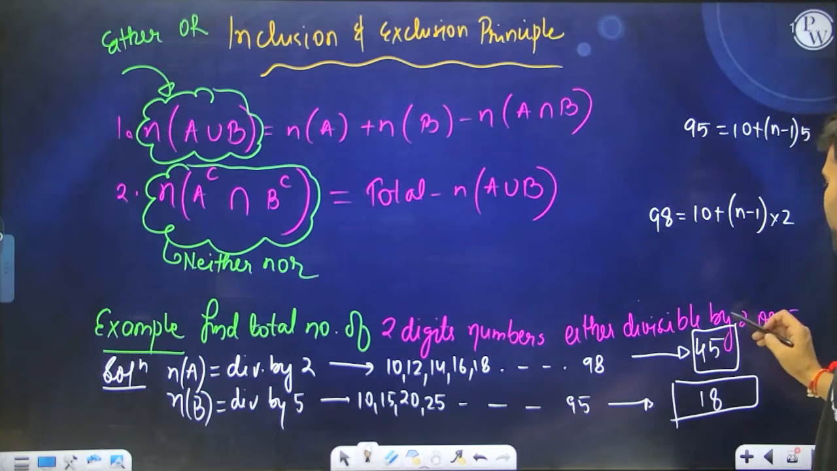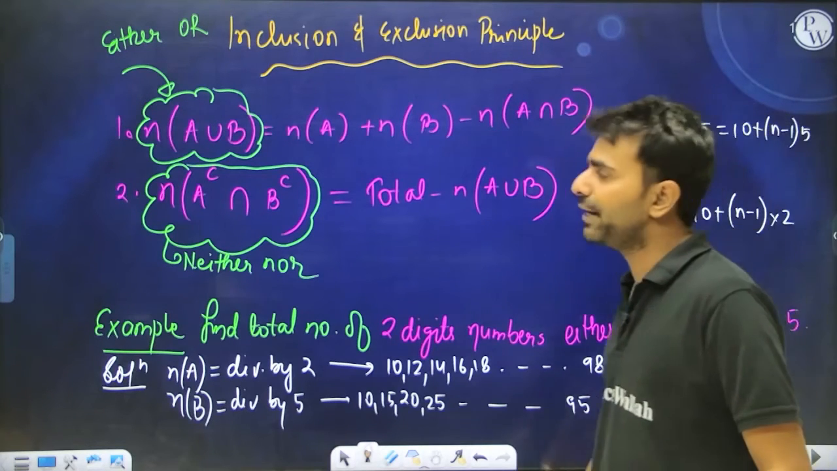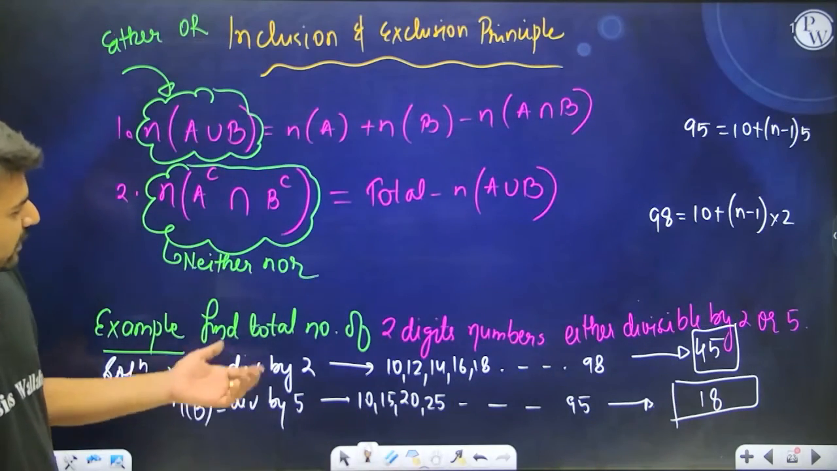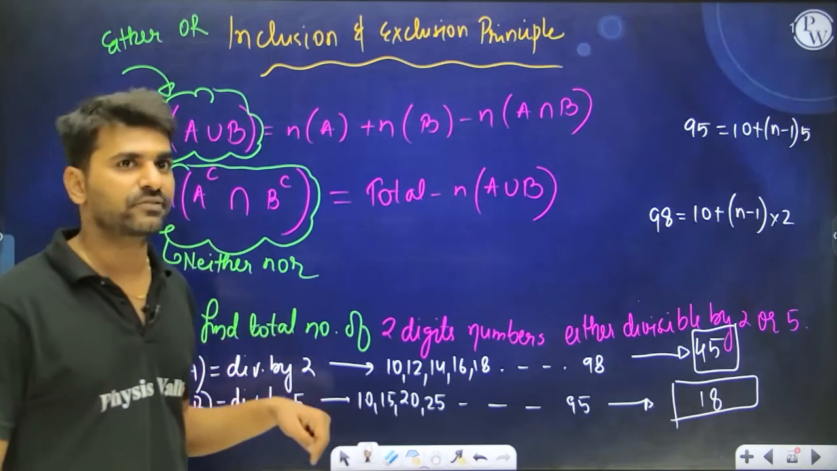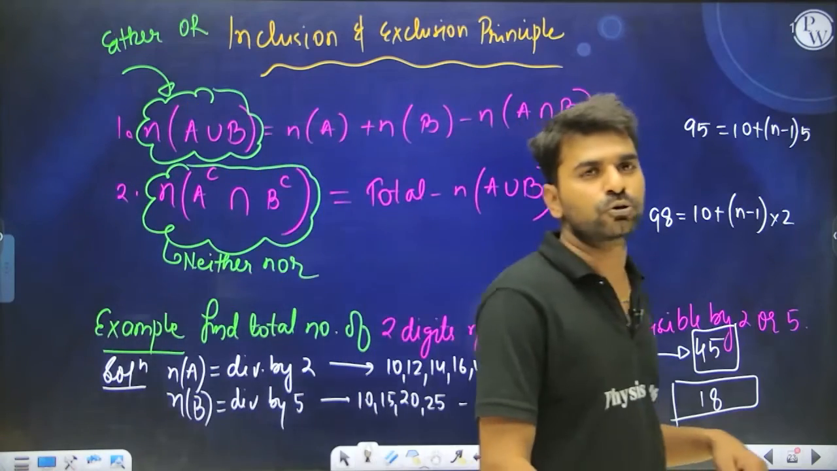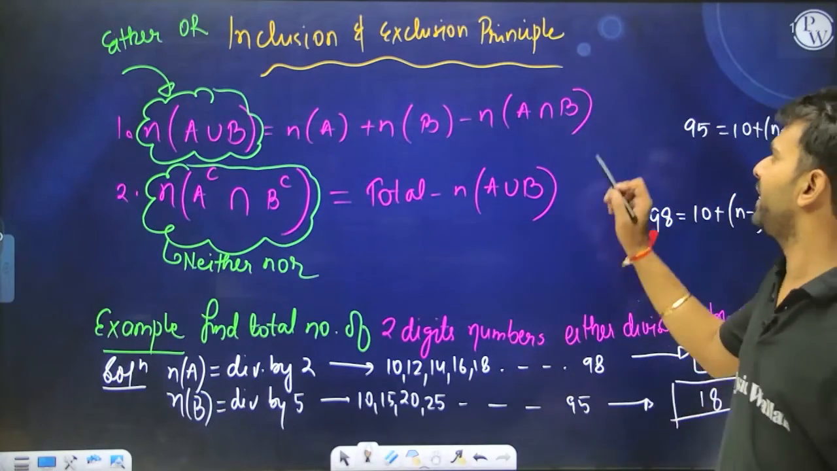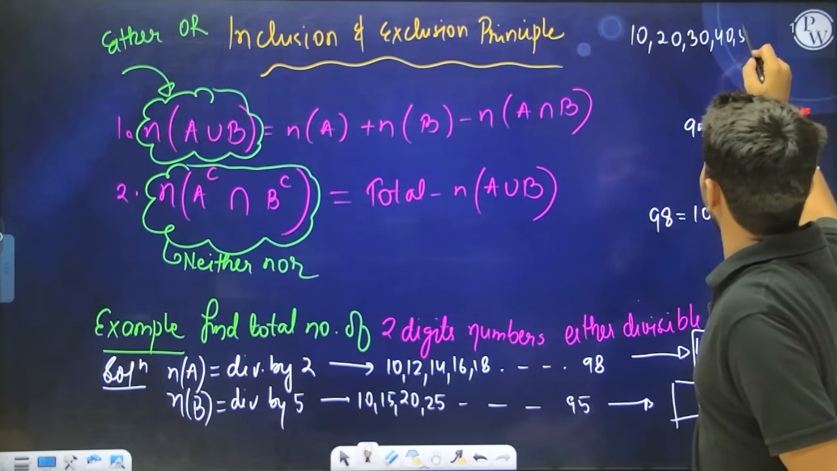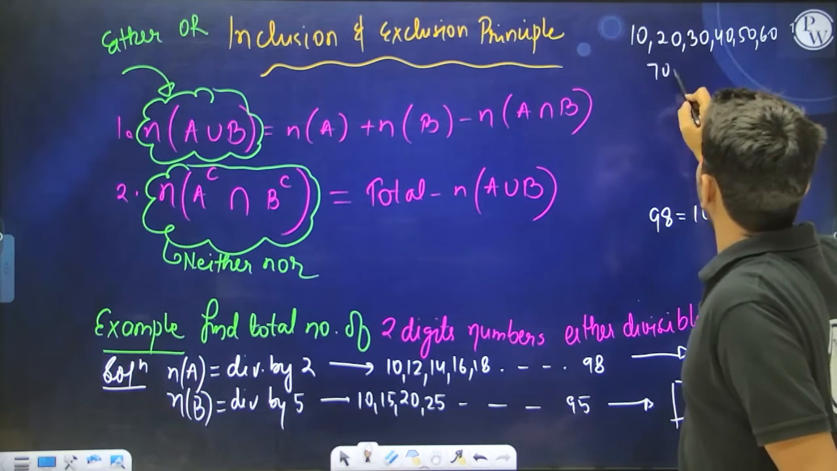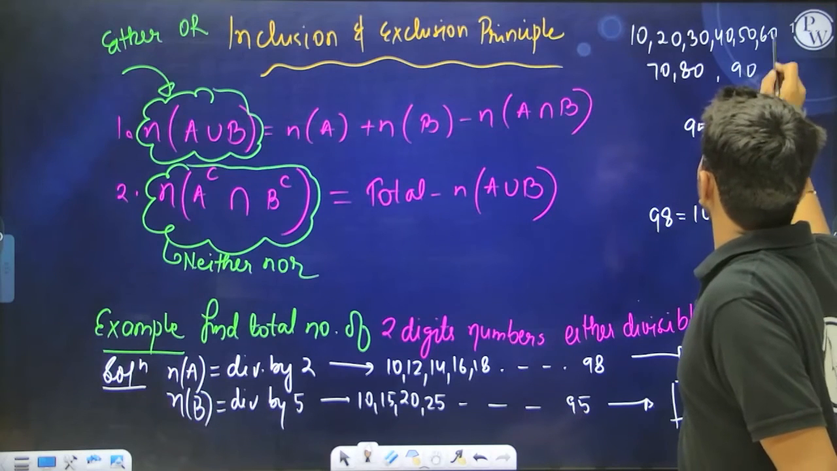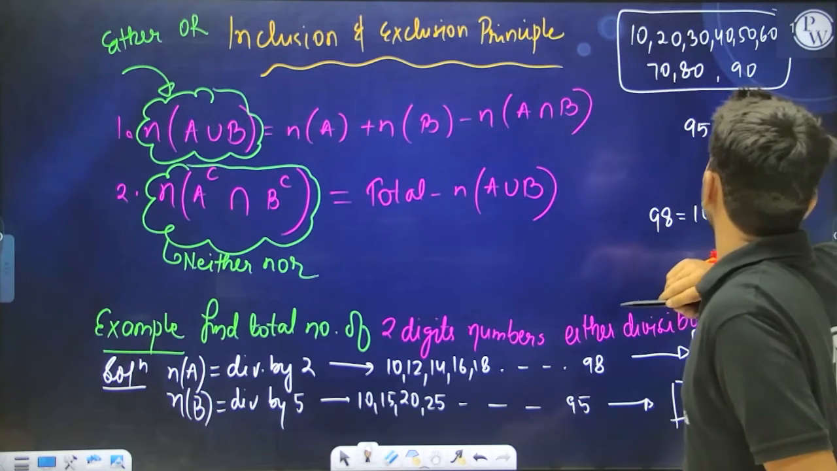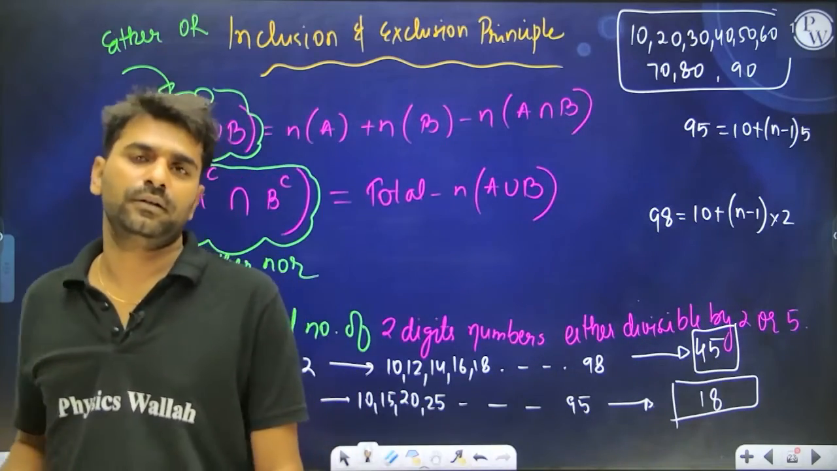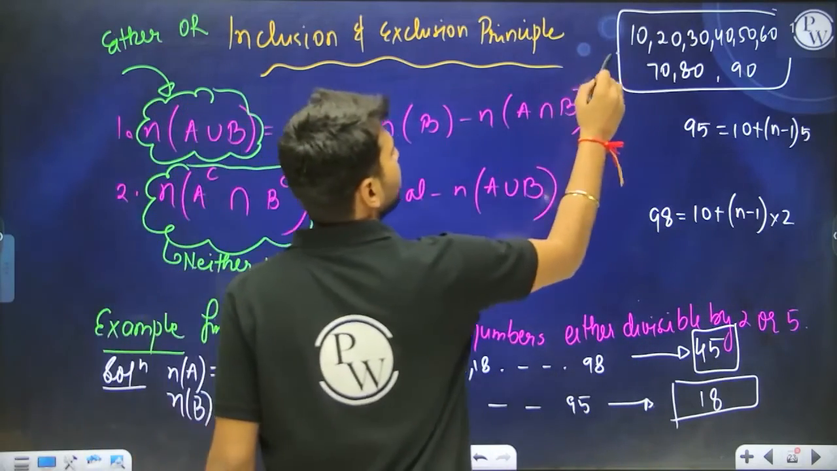If I am asking you numbers either divisible by 2 or 5, that means I need to find out this. So can I first also find out the numbers which are divisible by 2 as well as divisible by 5? Those numbers are 10, 20, 30, 40, 50, 60, 70, 80, 90. So these are a total of how many numbers? 10 numbers, I guess. No, 9 numbers. So these are the 9 numbers, this is n(A intersection B).